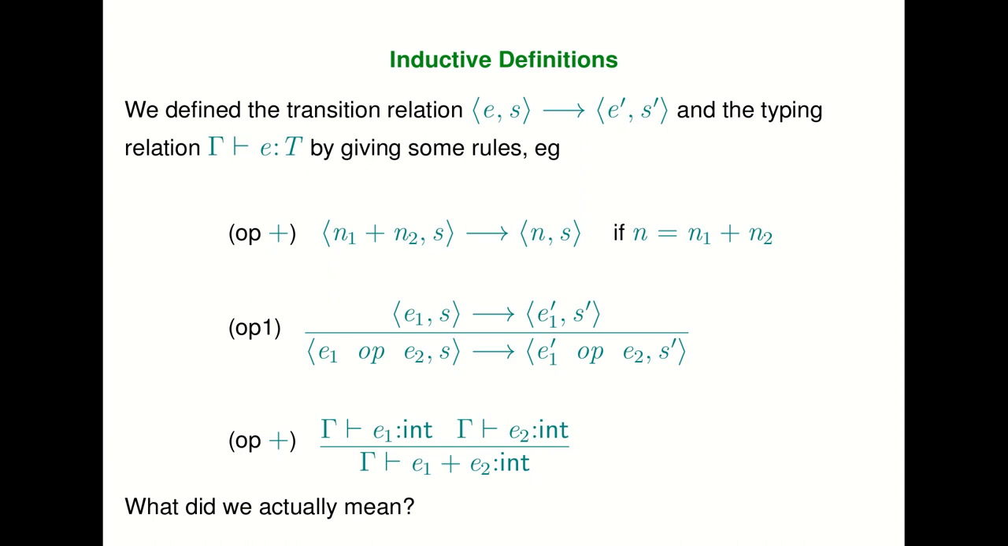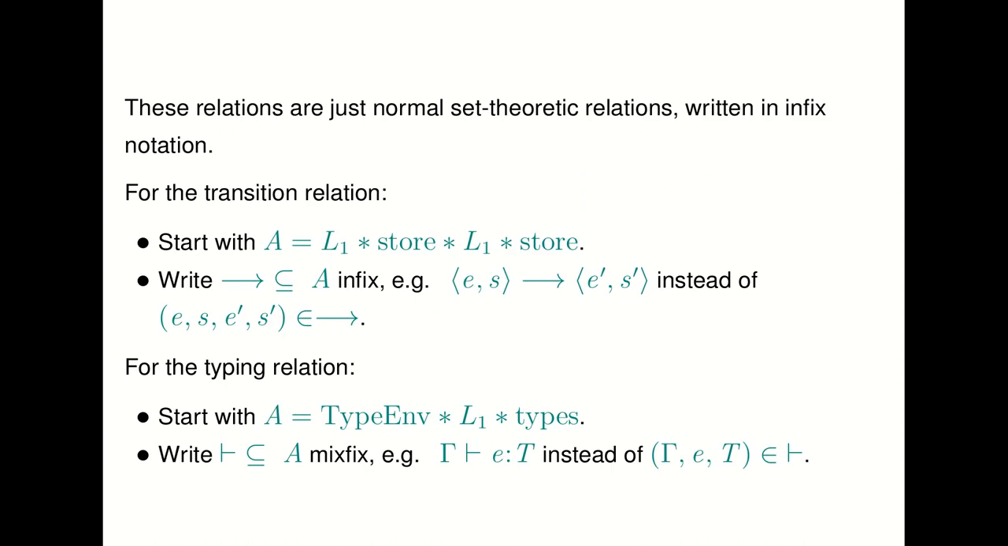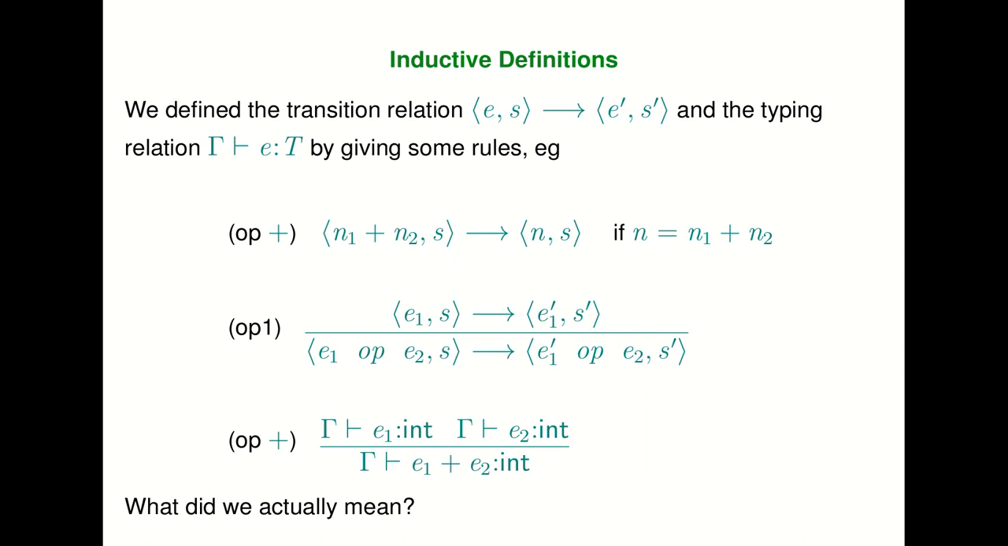And then separately, we also specified a typing relation where we said things like, all right, E1 plus E2 has the type int if E1 has the type int and E2 has the type int. And so the thing that we're doing is we're defining a relation, but there's something a little bit subtle going on, because when you look at one of these rules, say E1 op E2, we're saying that for any E1 and any E2, and any E1 prime and any S prime, if we can find this transition, then the one below the line holds. So these rules are actually talking about a whole family of programs.